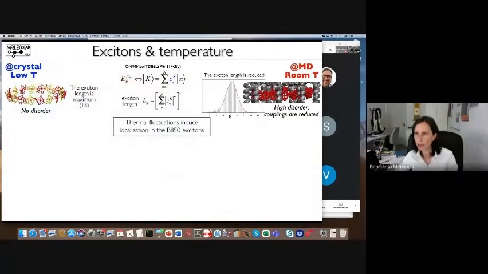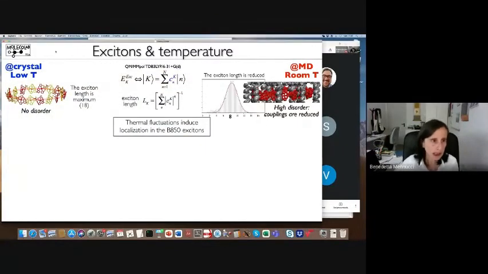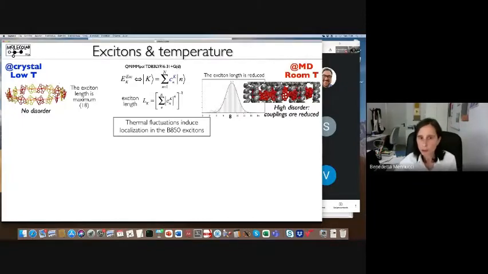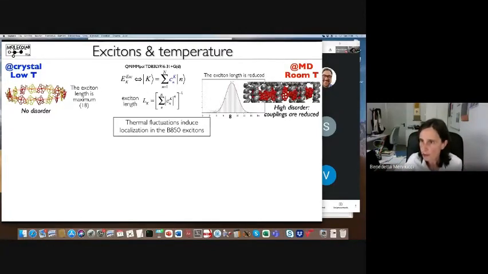If you do that, you discover an interesting thing. If you start from the crystal structure, which is very symmetric, so no disorder because of the symmetry, you see that the exciton in the B850 ring is extremely delocalized. So all the bacteriochlorophylls are involved in the exciton. So the exciton length is maximum. You can compute the exciton length through the expansion of the exciton on the basis of the bacteriochlorophylls. So when you have 18, it means that all the bacteriochlorophylls are involved in the exciton.